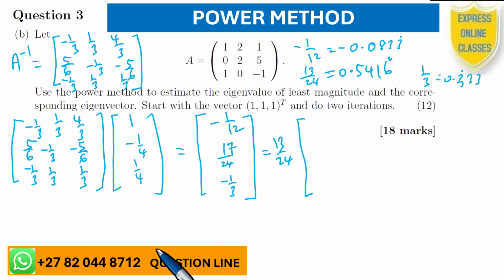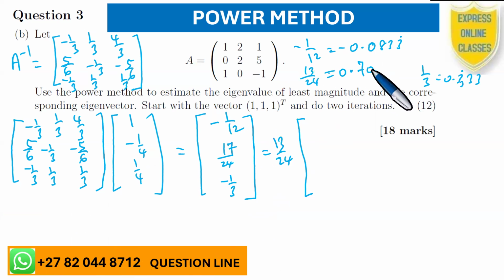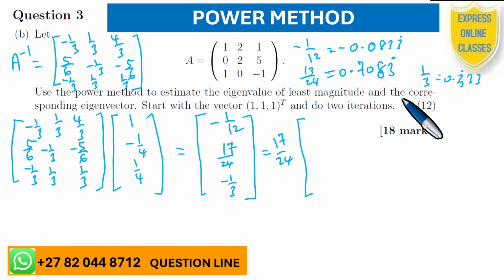How big a number is it? Because we're looking for the biggest number. 17 divided by 24 is 0.7083. Okay, yeah, the 0.7 is the biggest one, so we're gonna have to pull out the biggest one. So we're gonna have this one, 17 out of 24. Good. Now, if you pull out 17 out of 24, you're gonna be left with one in its place.